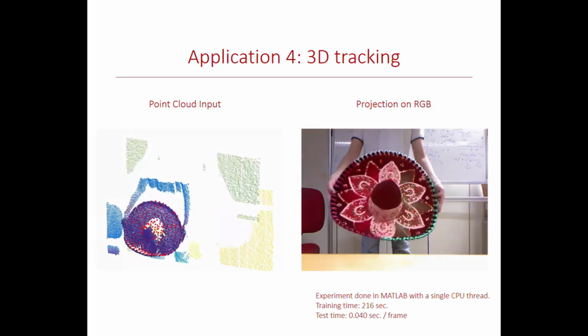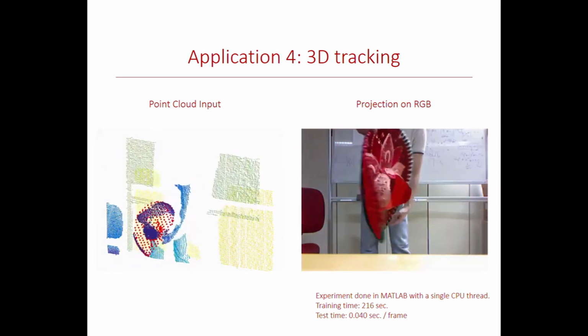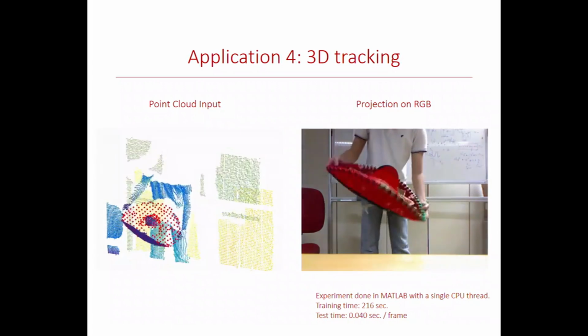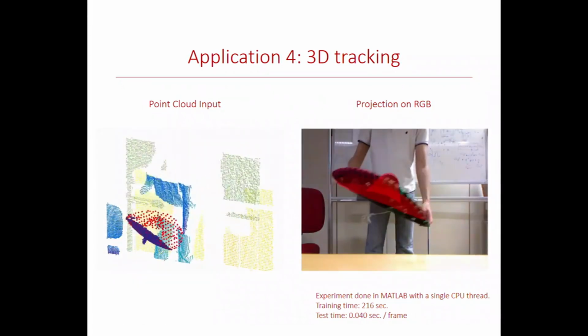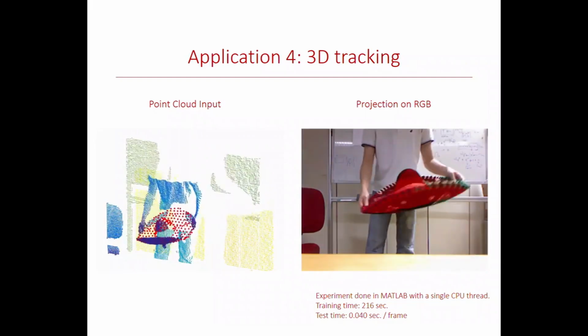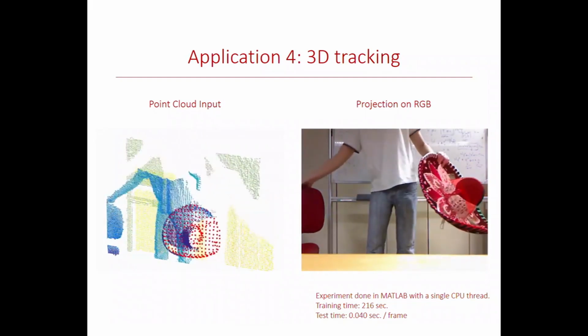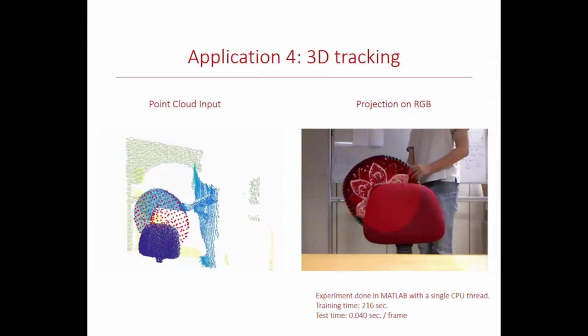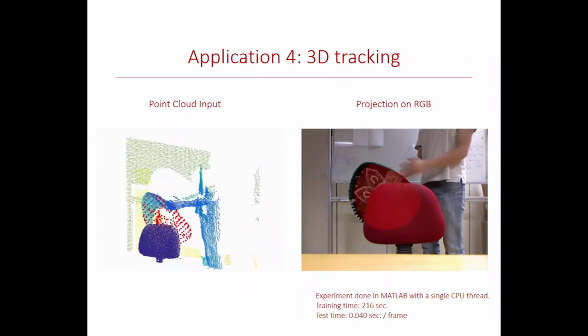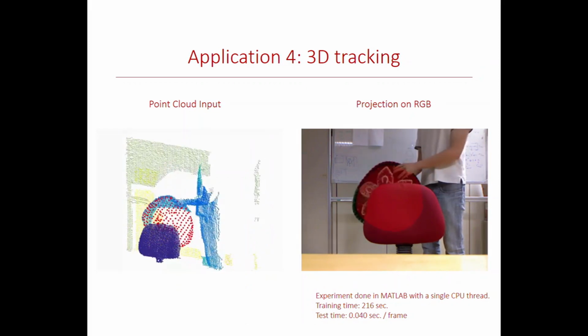Finally, we used DO to track an object in 3D point clouds reconstructed from a depth camera without using RGB information. In this video, we can see how a Mexican hat in red is robustly tracked through severe occlusions and outliers. The method is very robust and efficient. In a single thread, the MATLAB code takes 40 milliseconds per frame.